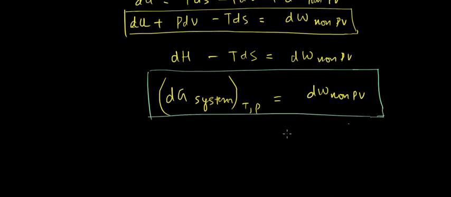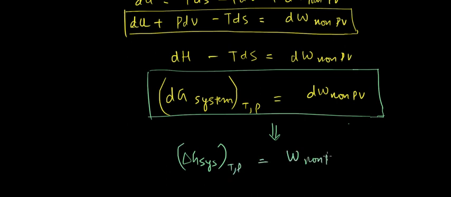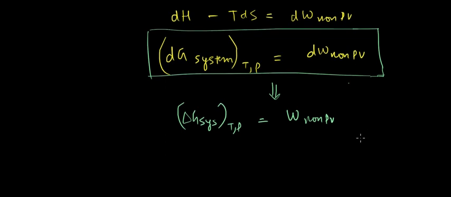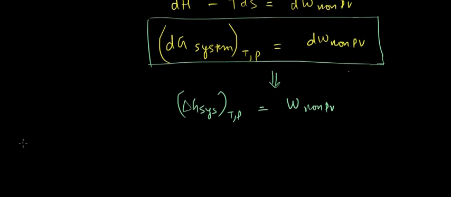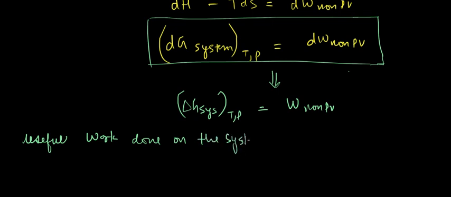So this can also be written as delta G of system at a particular temperature and pressure is equal to W of non-PV work. So we can write that useful work done on the system would be equal to the increase in Gibbs energy of the system.